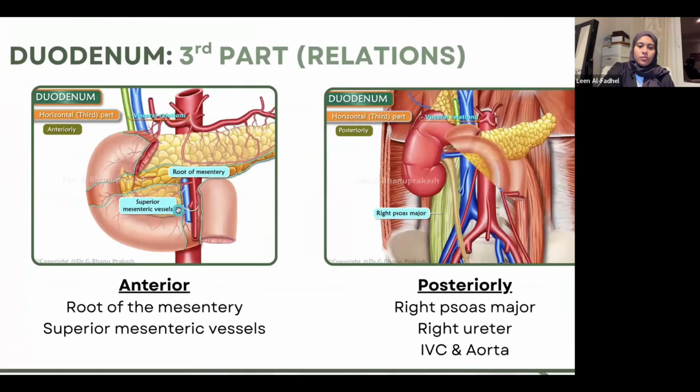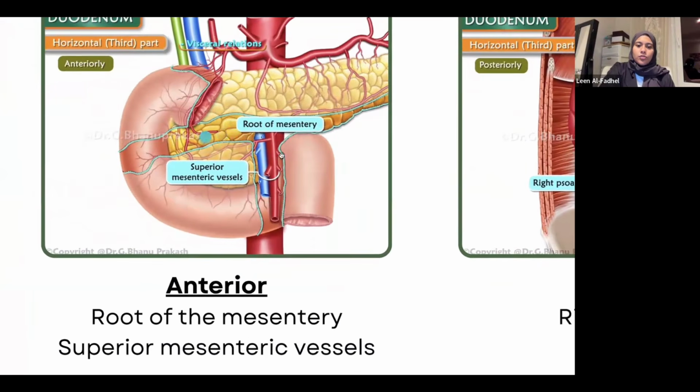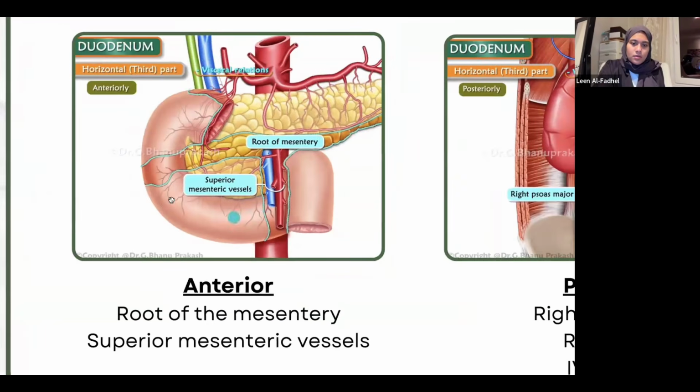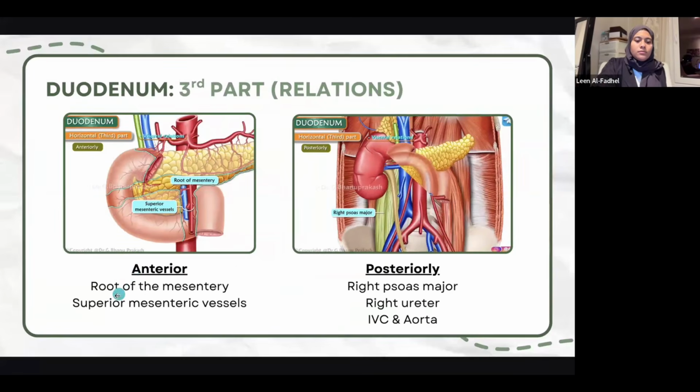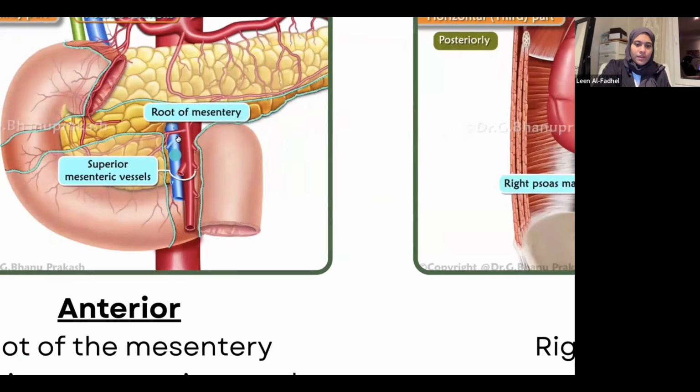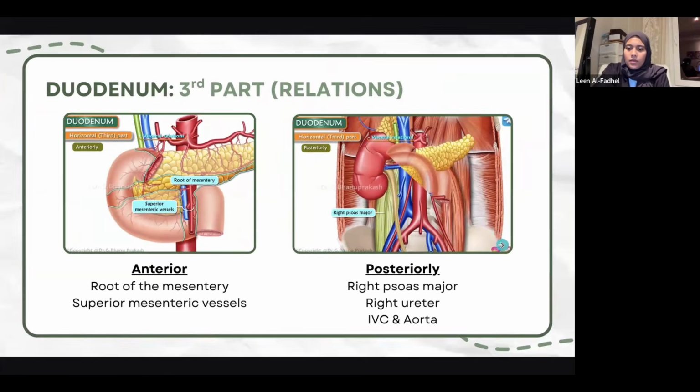Relations, let's go through this pretty quick. The root of mesentery. So there's a mesentery here. This part is called the root of the mesentery, and this entire part, root of mesentery, is anterior to it. And superior mesenteric vessels, so the superior mesenteric vein and artery, run anterior to the third part of the duodenum.